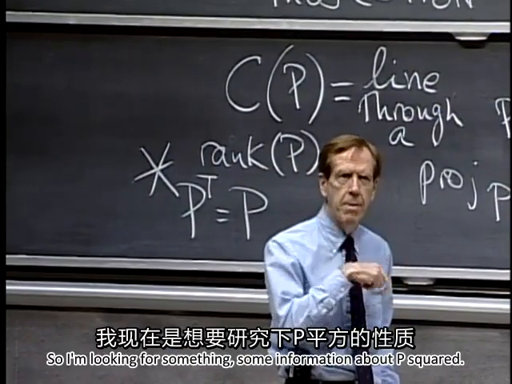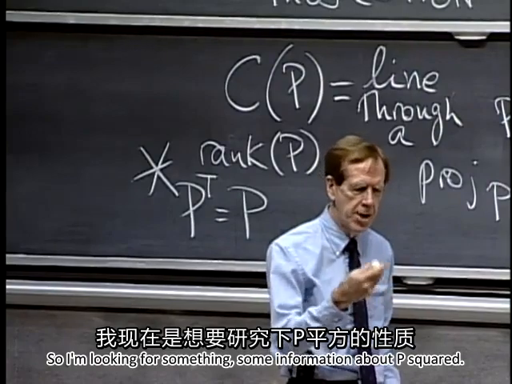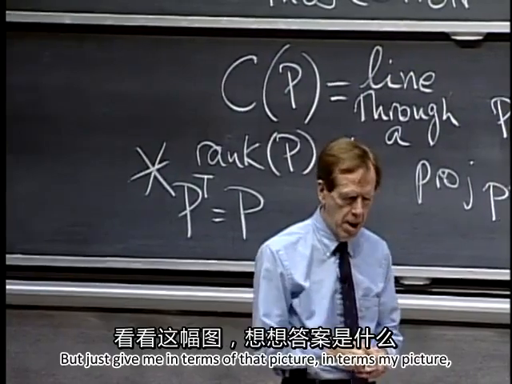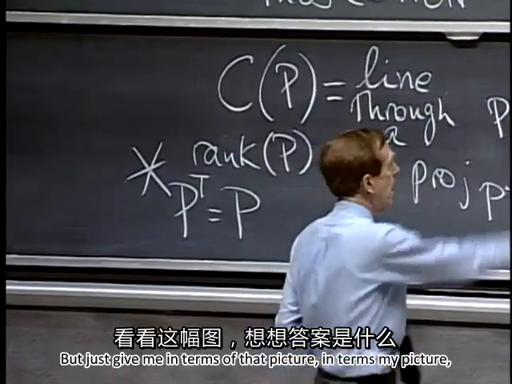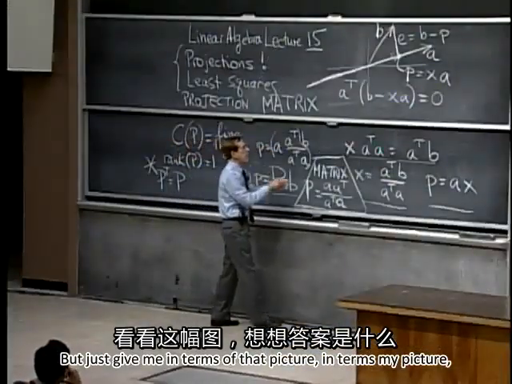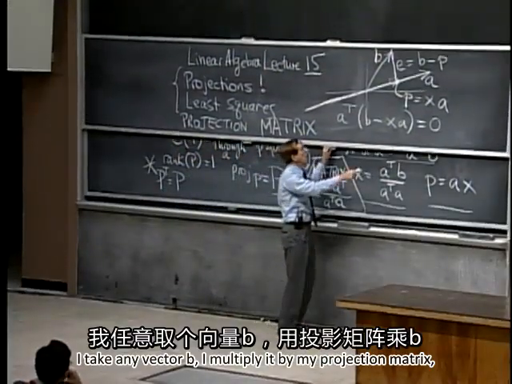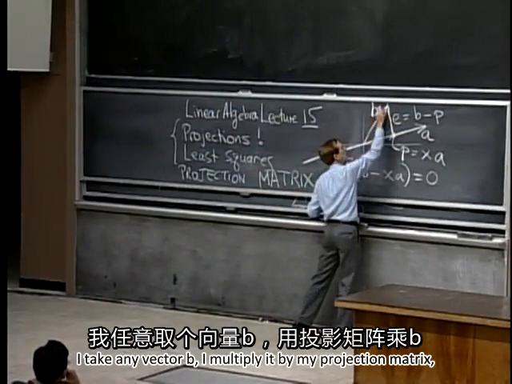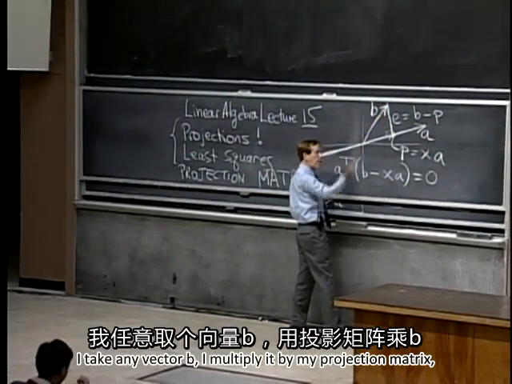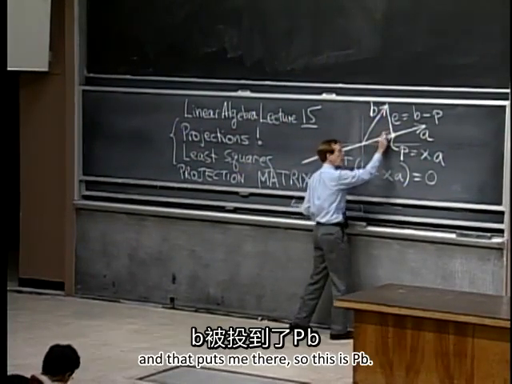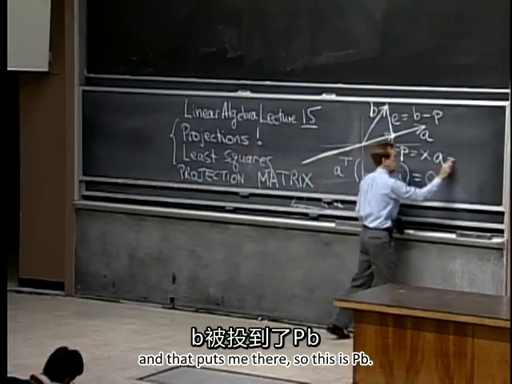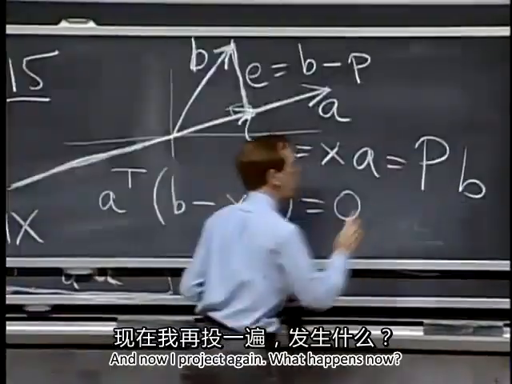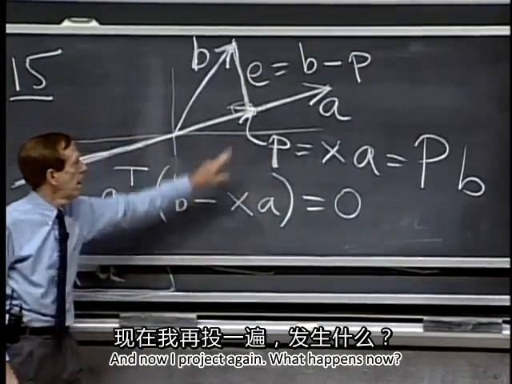So I'm looking for some information about P squared. But just give me in terms of that picture. In terms of my picture, I take any vector B, I multiply it by my projection matrix, and that puts me there. So this is PB. And now I project again.